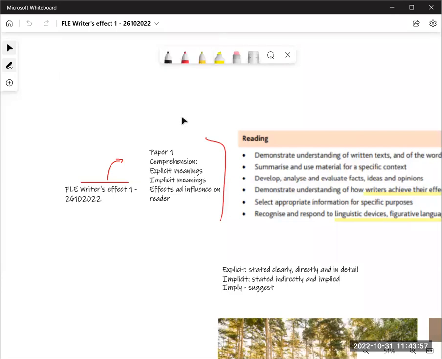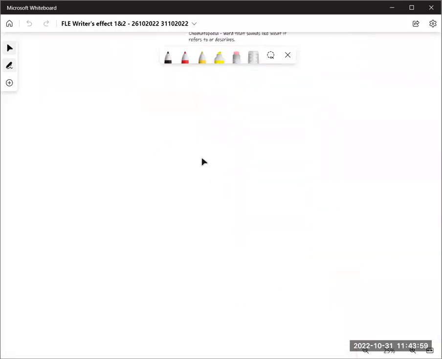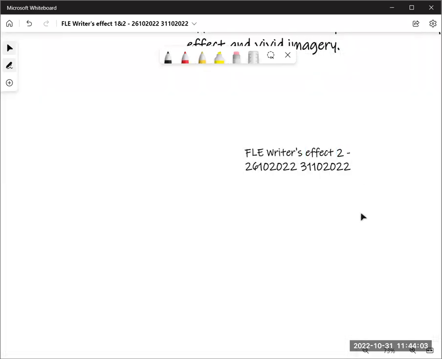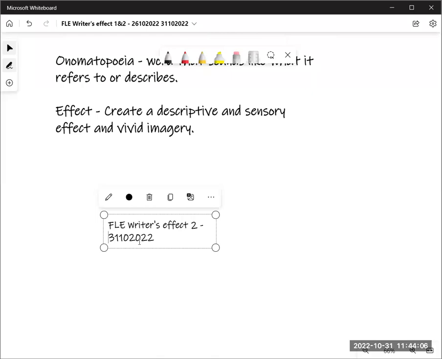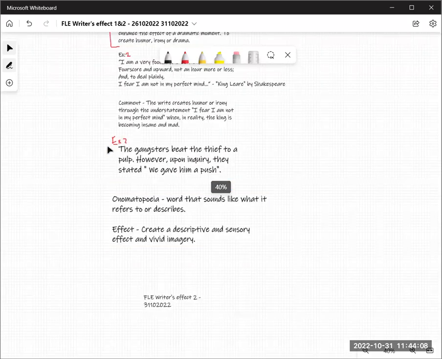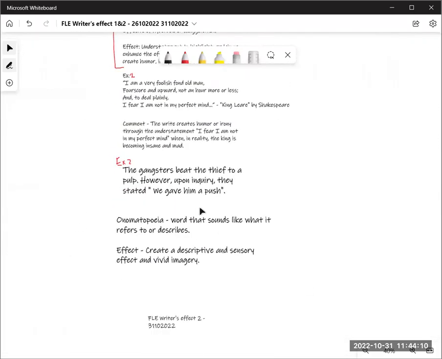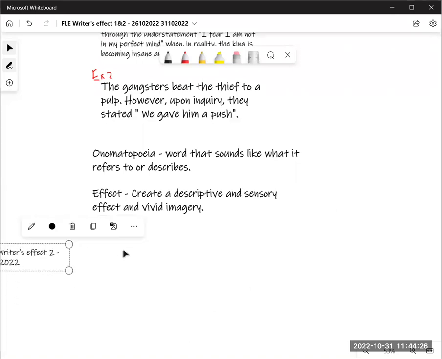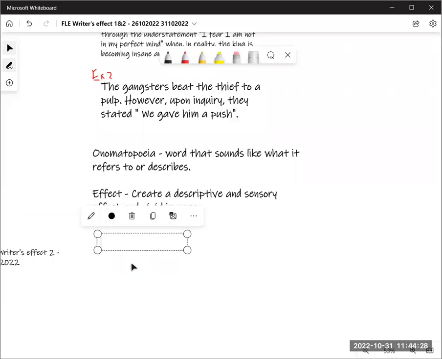Rachit, is your notebook ready? Yes, sir. Perfect. Let's continue. We did onomatopoeia. Did I give you examples for onomatopoeia? No, sir. All right. Let's look at that one more time, the onomatopoeia examples.